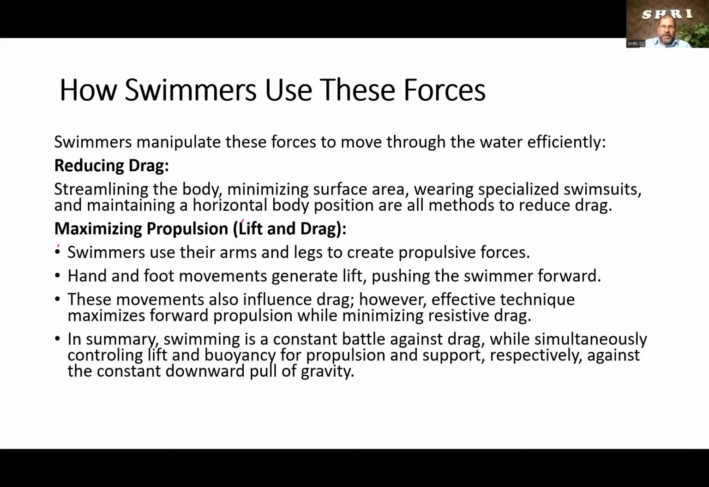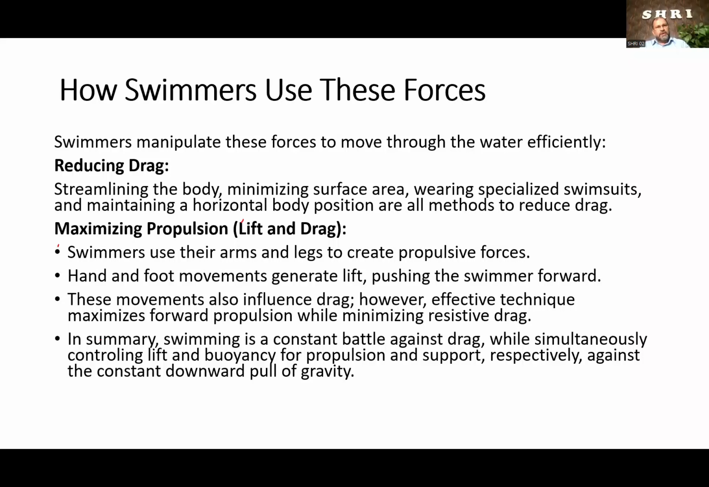Then wearing specialized swimming suits. You all know the swimming suits are very tight and there is no space between the body and the cloth. That is also one strategy to increase the speed of swimming. And maintaining a horizontal body position are all methods to reduce the drag. So always you have to maintain the horizontal body position, right, without bending here and there. It has to be like one line, the body, then you can swim faster.